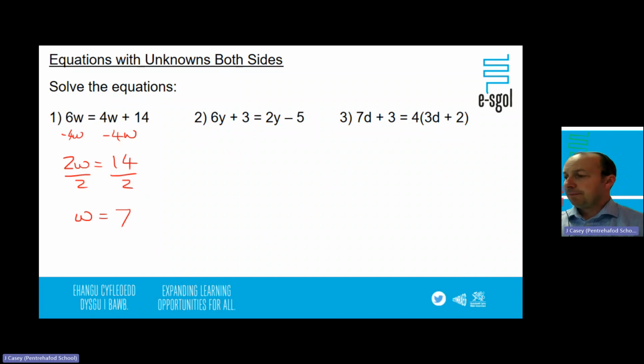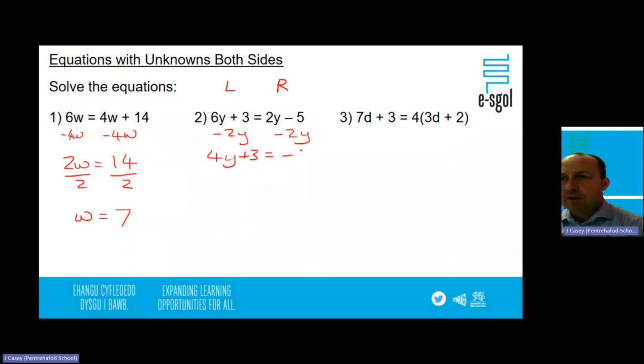Okay, so the next one, I'm going to make the same decision. I'm looking now, there's 6y there, 2y there, so there's definitely no more y's on the left hand side. So think of this as the left hand side and this is the right hand side. So I'm going to take away 2y from that side, and I'm going to take away 2y from that side, and that leaves me with 4y. I mean, this plus 3 is still there. I haven't done anything with that yet.